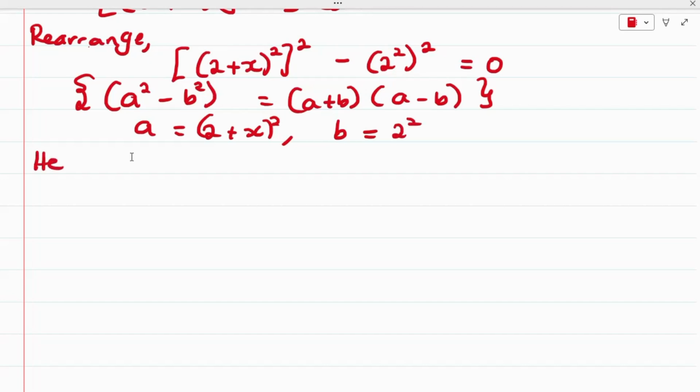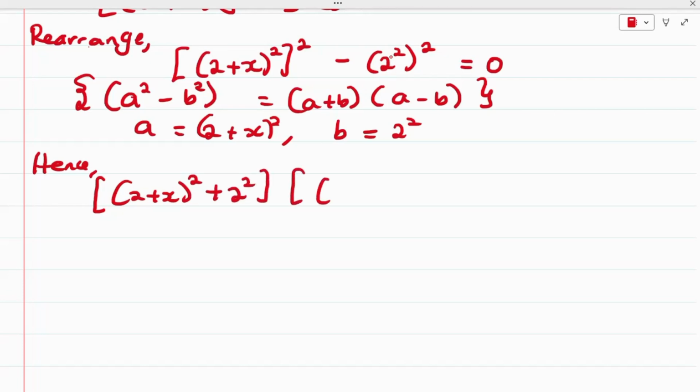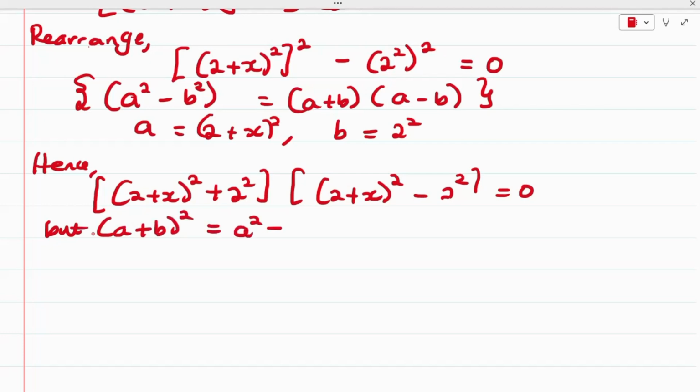So hence, applying this property, we have this to be (2 + x)². Hence, we have (2 + x)² + 2² × (2 + x)² − 2², and this is equal to 0. Alright, but we know that (a + b)² is equal to a² + b² + 2ab.